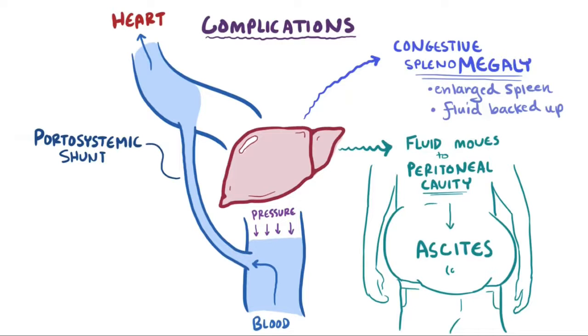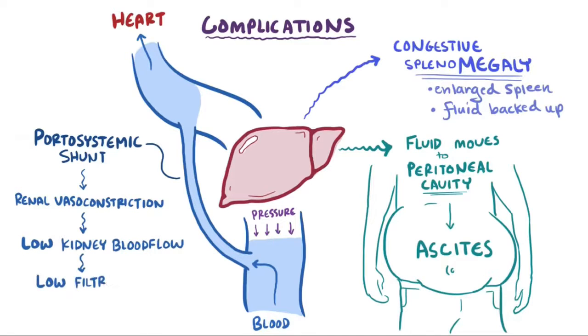Though not fully understood, these changes in portal flow ultimately trigger renal vasoconstriction, so increased resistance in the renal circulation, which decreases blood flow through the kidneys, leading to decreased filtration, and hepatorenal failure, where kidney failure follows liver failure.